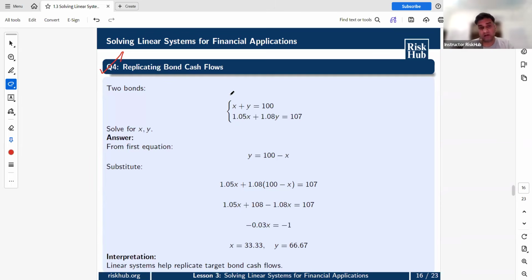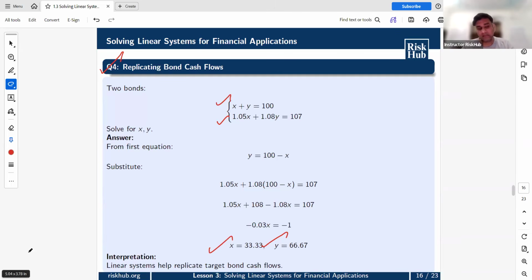You have x plus y is equal to 100, 1.05x plus 1.08y is equal to 107. Interpretation is you want to construct two bond positions replicating your target future payoff. First equation is initial capital allocation. Second equation is about your future value requirement. Solution is given like x and y.